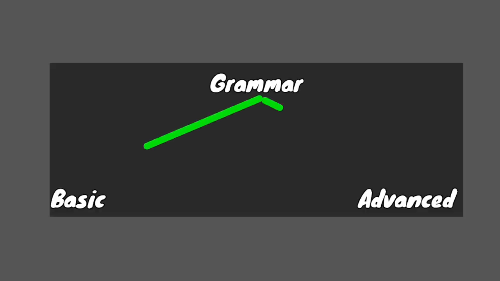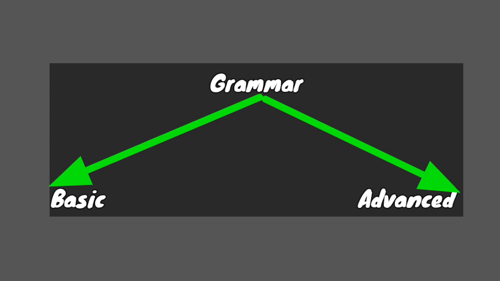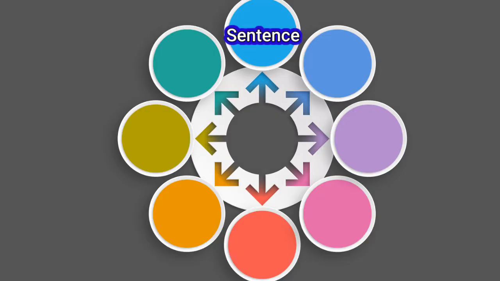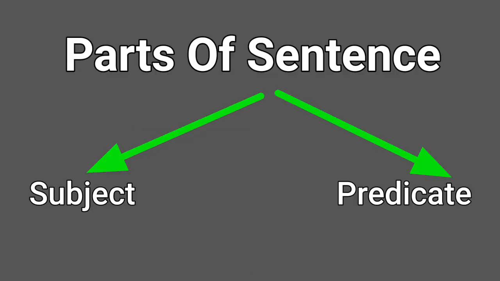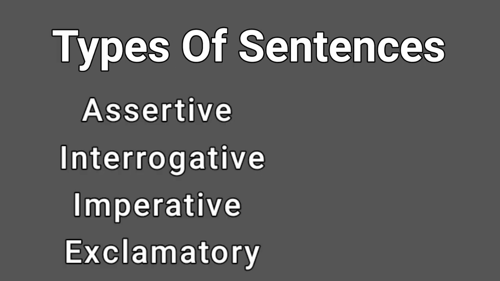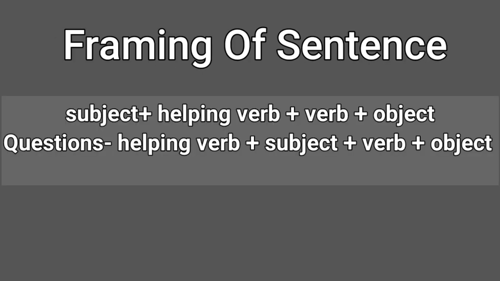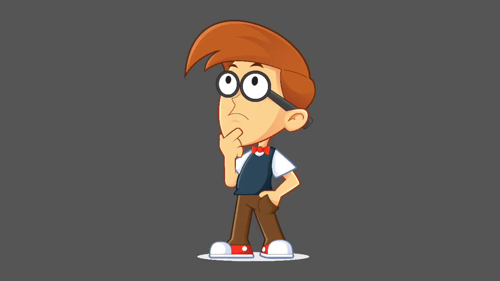Grammar should be divided into two parts: basic grammar and advanced grammar. Basic grammar should always start with sentence. The first and the foremost thing is sentence. As it's the building block of any language, you should properly and thoroughly study sentence, its parts, division, types, and framing of sentence. But the important thing you should take care of is not to go into unnecessary detail here.